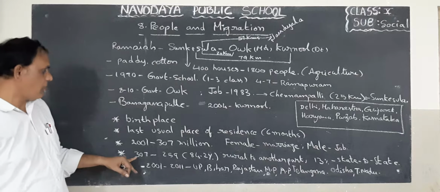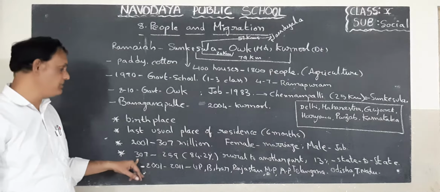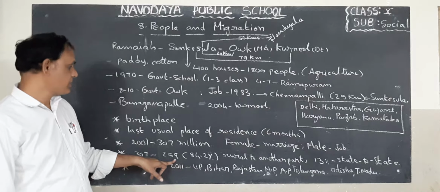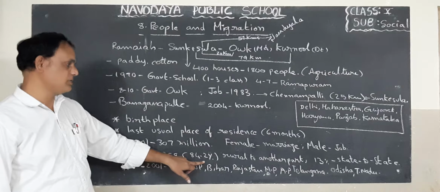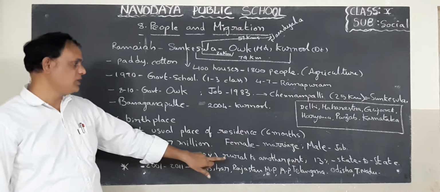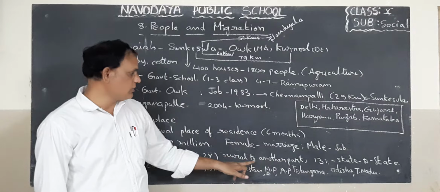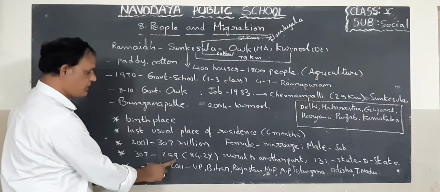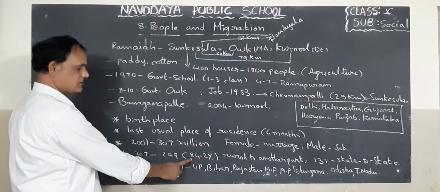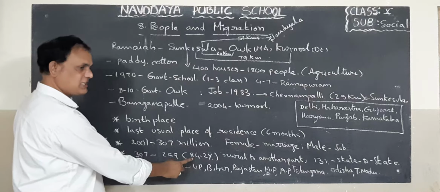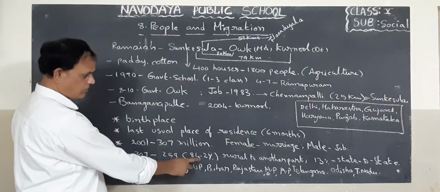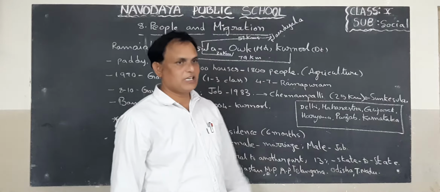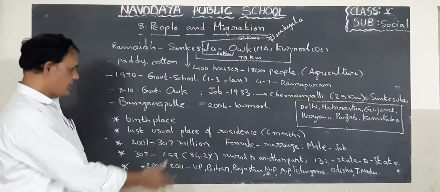Next, out of 307 million people, 259 million people are migrating from rural areas to another place within the country or state. So here, 259 million means the majority of the migrants out of 307 million, that means 84.2%. Next, the remaining 13% are migrating from one state to another state. This is the information according to the census.